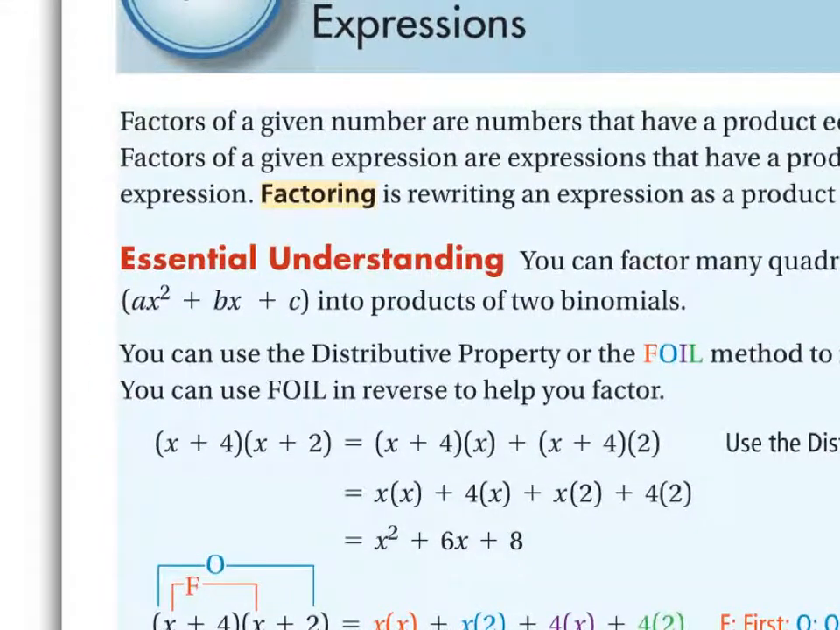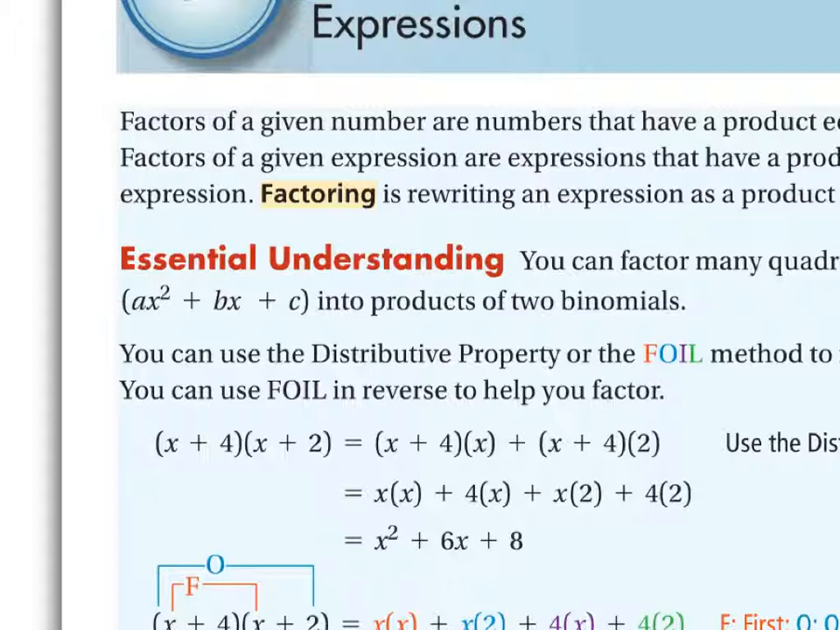Trinomials can always be written in the form ax squared plus bx plus c, where a, b, and c are just real numbers, and of course x is our variable. So that's how we'll see trinomials.